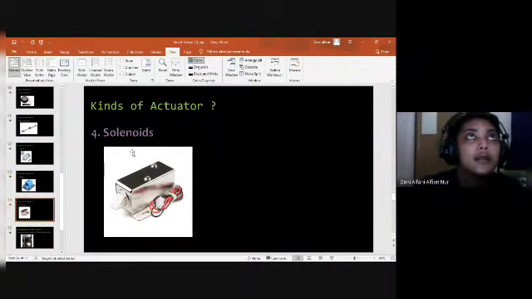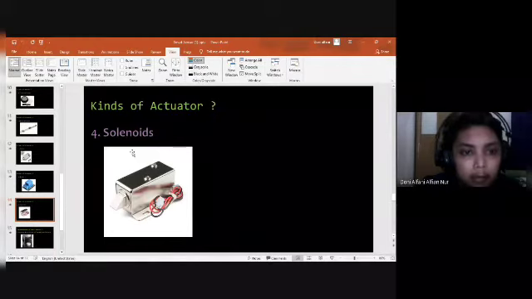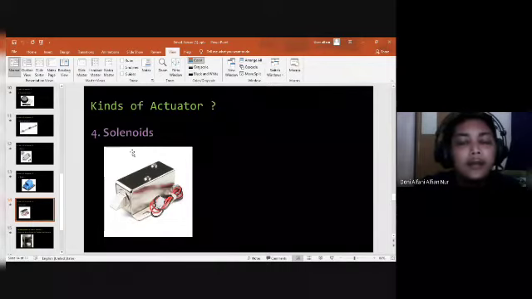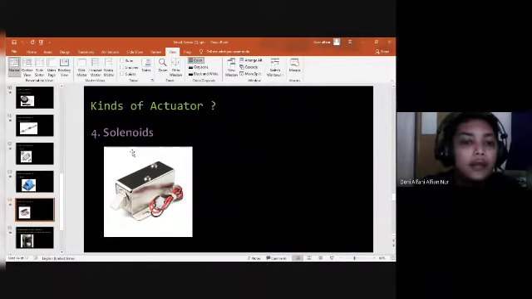And then solenoid is used in household appliances as part of a locking or triggering mechanism.